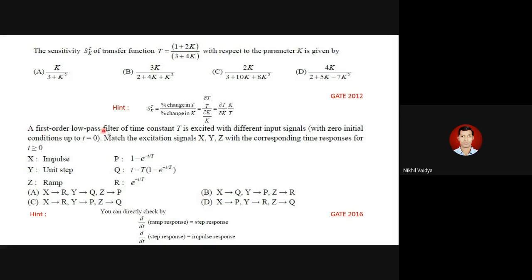So it is a low pass filter of time constant T excited with different input signals, with zero initial conditions up to t equal to 0. Match the excitation signals X, Y, Z with the corresponding time responses for t greater than or equal to 0.